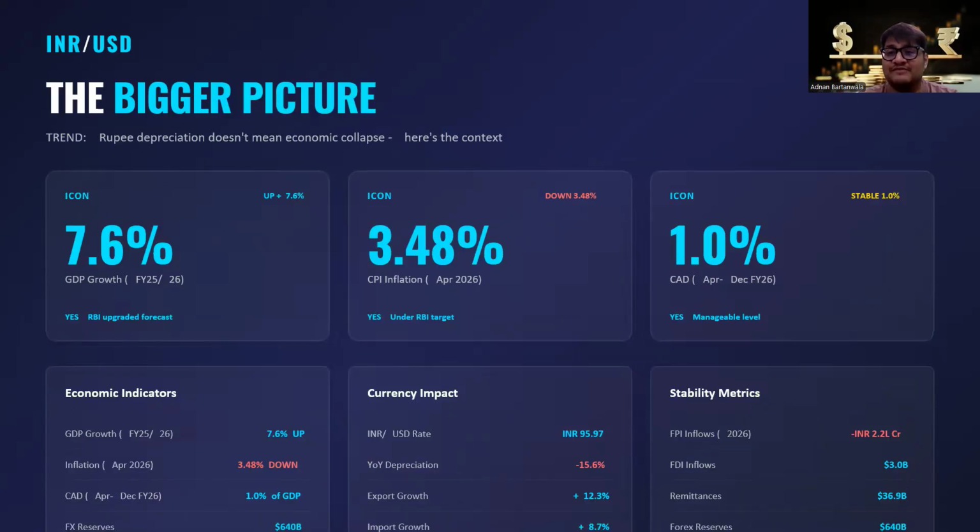Now let's talk about the bigger picture, and we'll try to close it as soon as possible. India's GDP is growing at 7.6%, the fastest among major economies. Inflation is around 3.5%. Exports are growing at around 13%, imports at 8.5 to 9%. The gap is also narrowing. India's foreign reserves, we talked about it, are $640 billion, and FDI inflows, direct investment, are around $3 billion. Yes, the FPIs did pull out around 2 lakh crore rupees, and the rupee did fall to 96. But the engine is still humming. Let me assure all of you of that.